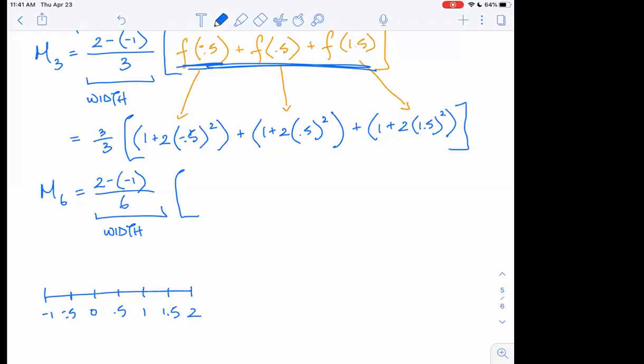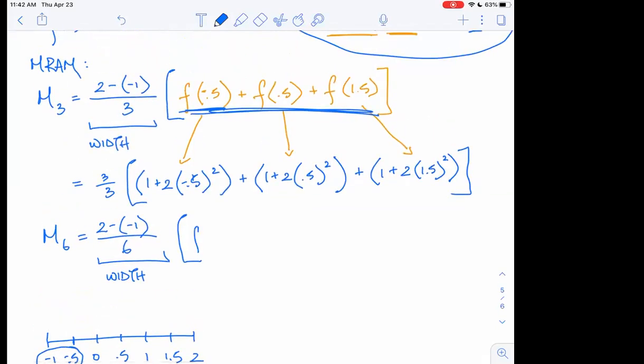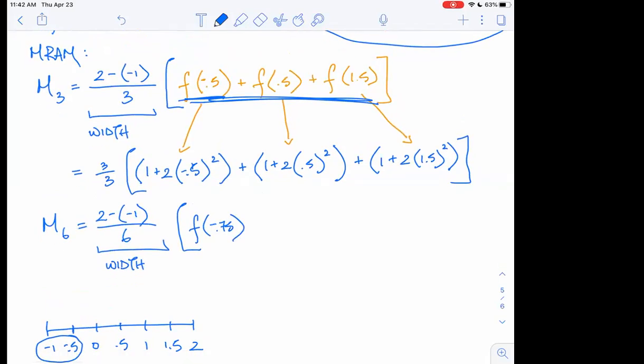So let's take it rectangle by rectangle. What's halfway between -1 and -0.5? -0.75. Perfect. And so you're going to write f of -0.75 as the height of your first rectangle. Plus, what's halfway between -0.5 and 0? -0.25. Good. All right, and then you keep going with that pattern. And you should have 6 of them all together.